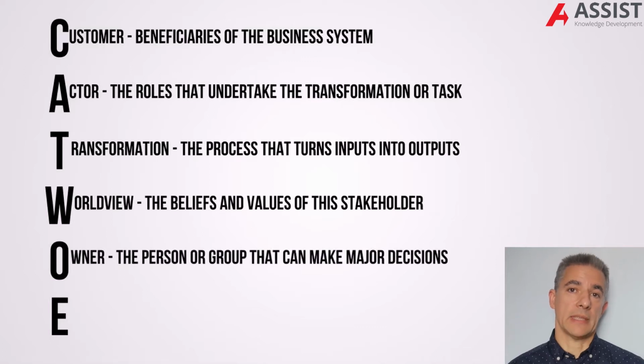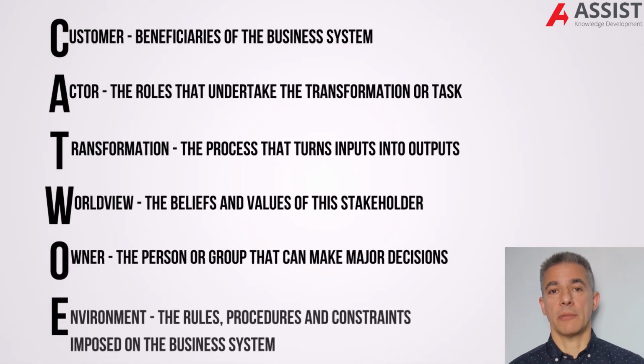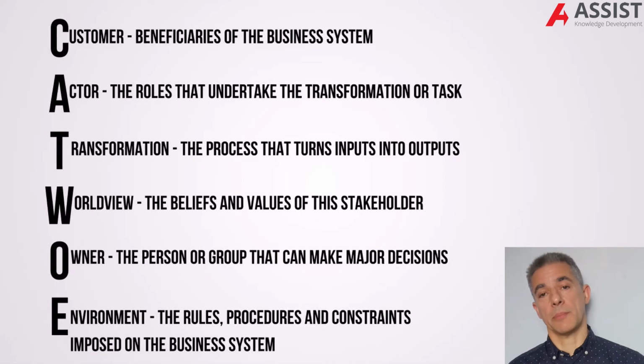The owner of the business system. That is the person or group of people who can make major decisions about the system, or could, in extreme cases, abolish it. The environment that contains and imposes rules, procedures and constraints upon the business system.